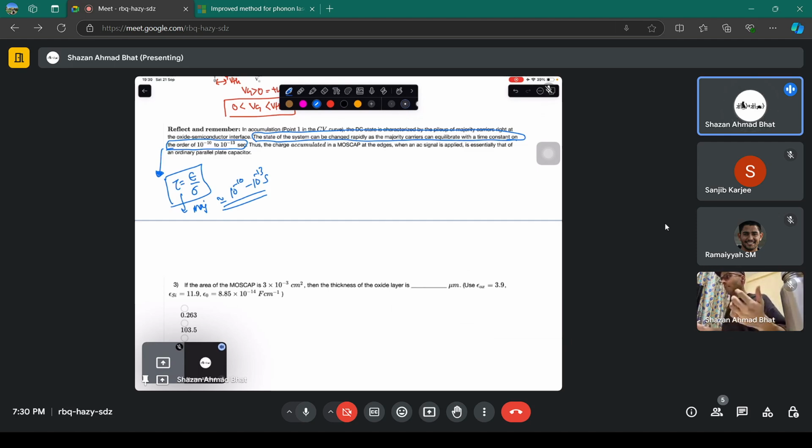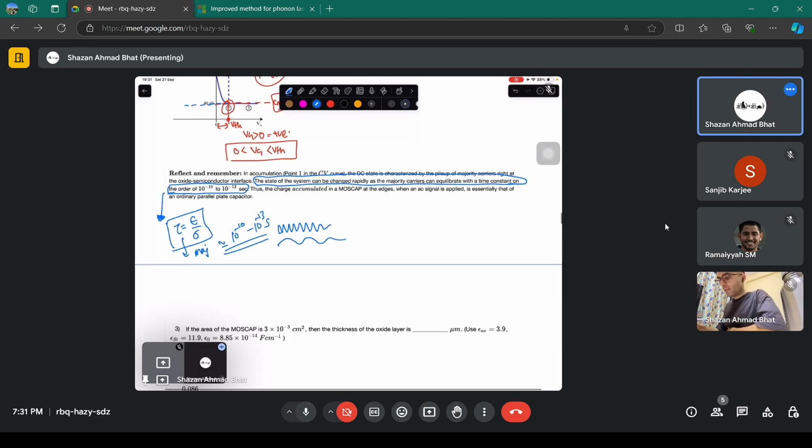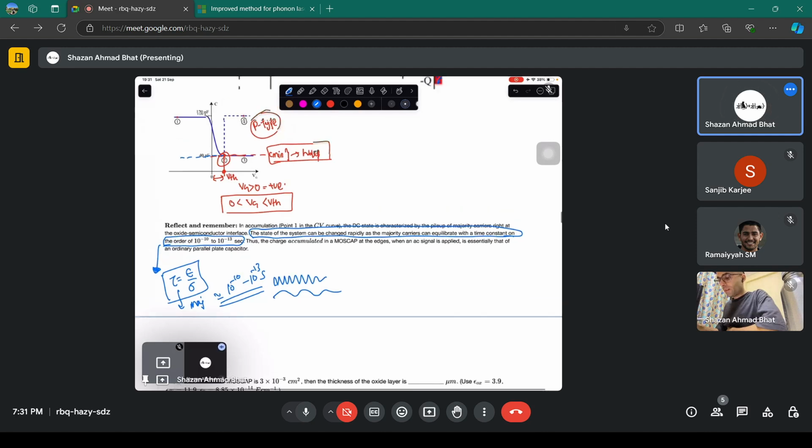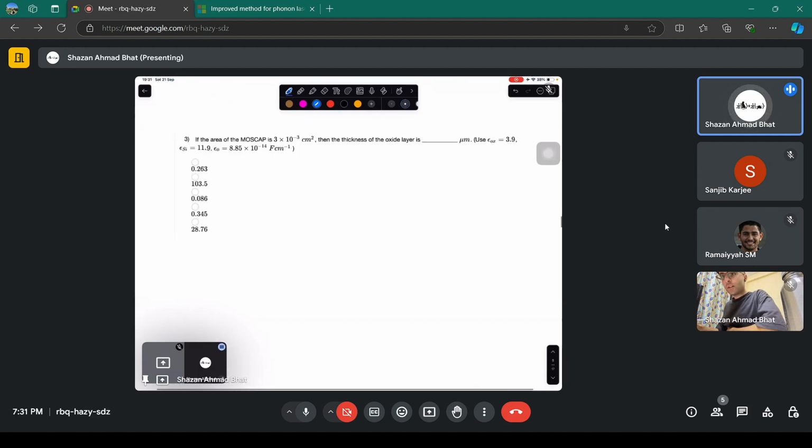And even if you are giving it a high frequency signal, they are going to respond anyway. If you apply low frequency, they are going to respond because the time period of it is still much lower than the time period it takes for those majority carrier relaxations. But the minority carriers come because of generation. Just remember this point forever. Now, moving on to the other questions.